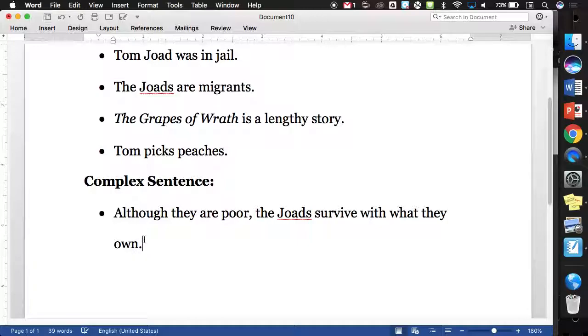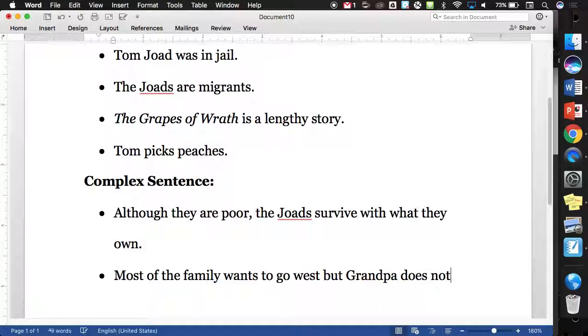Okay, Nina. All right, we'll do it anyway. Most of the family wants to go west. Most of the family wants to go west? And then you said but? Grandpa. Did you do punctuation? Yes. Okay, what did you do? A comma after this. Okay. And you're saying this is compound. Did you capitalize west? Yes.